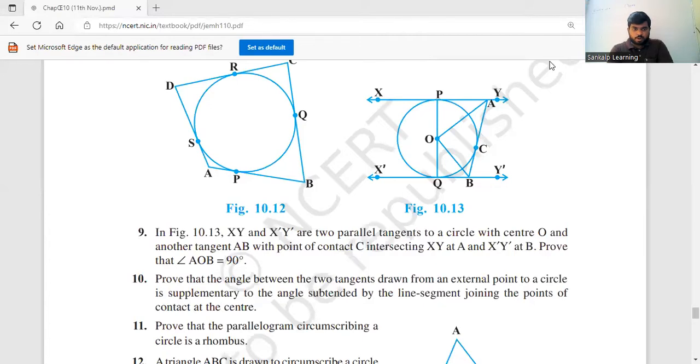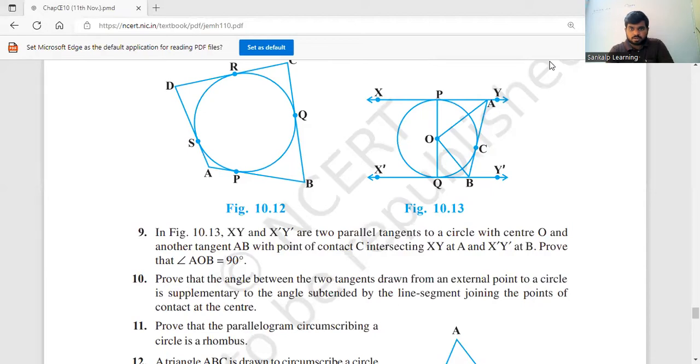In the figure 10.13, xy and x dash y dash are two parallel tangents to a circle with center O and another tangent AB with point of contact C intersecting xy at A and x dash y dash at B. Prove that angle AOB is equal to 90 degrees. So the main thing that we have to prove is angle AOB. Angle AOB is this angle.